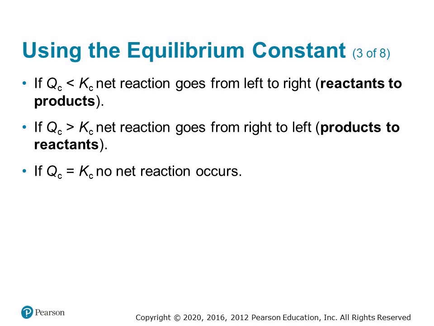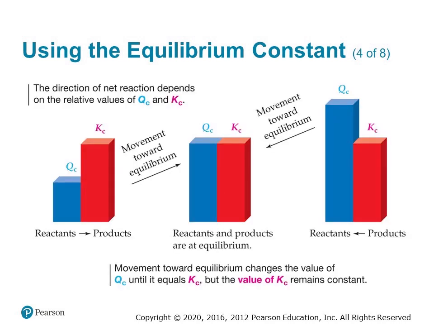If Q is less than K, the reaction will proceed to the right. In other words, there will be a net conversion of reactants into products. If Q is greater than K, the reaction will proceed to the left, or in other words, there will be conversion of products into reactants. And finally, if Q and K are equal, the reaction mixture is already at equilibrium and no net reaction occurs in either direction. An equivalent way of thinking about it is this.